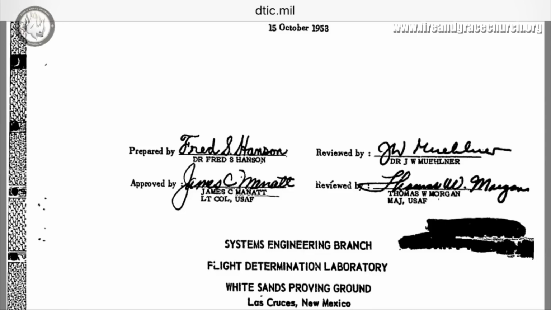Look at this here. I just wanted you to see the signatures, real signatures: Dr. Fred Hansen, Dr. J.W. Molnar or whatever, James C. McNatt, Lieutenant Colonel, United States Air Force, Thomas W. Morgan, Major, United States Air Force, Systems and Engineering Branch, Flight Determination Laboratory, White Sands Proving Ground. All here, right? Dr. So-and-so, Dr. So-and-so, General So-and-so. I guess they're stupid.